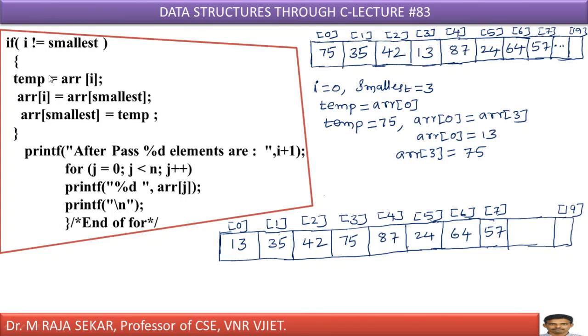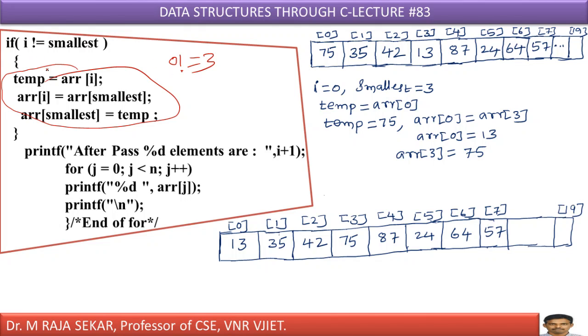If I not equal to smallest, what is my I value? I value is 0, isn't it? Just go to the previous slide. 0 not equal to smallest. Smallest means what? 3. I already discussed swapping of two numbers by using a third variable in my lecture number 82, that is in bubble sort. Just go to bubble sort logic.